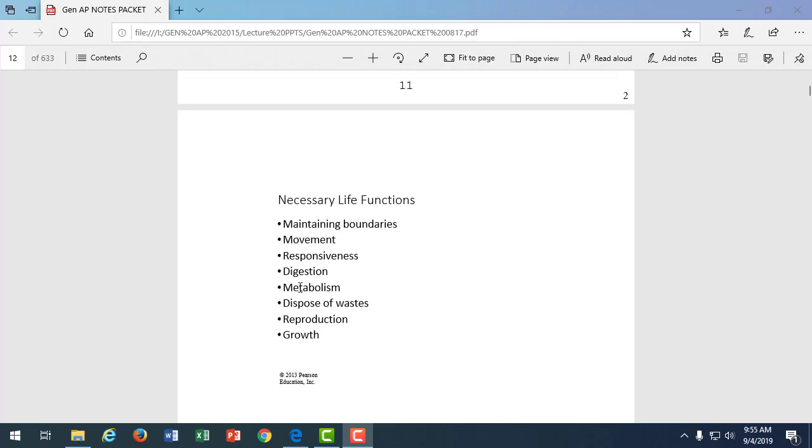So when we look at cellular functions, all cells have these things in common. They all work together to maintain life, but life would not exist if cells couldn't do these major life functions. So this list is something that you should know and be able to give an example of. So when we talk about maintaining boundaries, having a cell membrane is what maintains a boundary. It's what keeps things in the cell in and things outside the cell out.